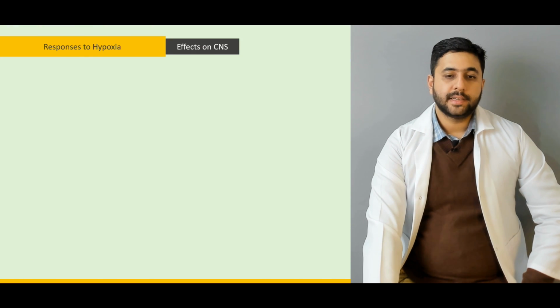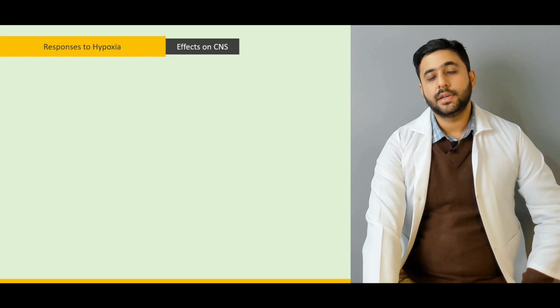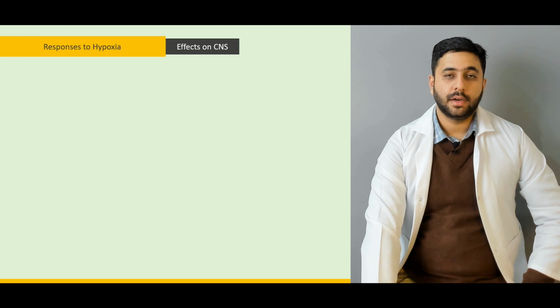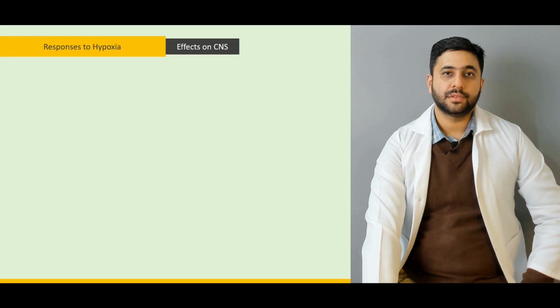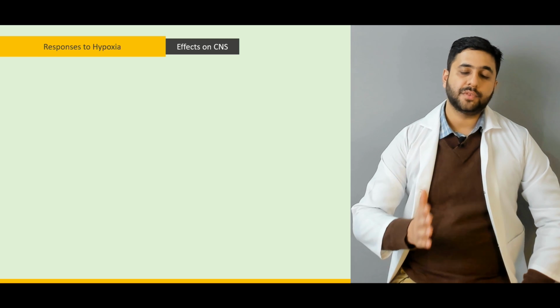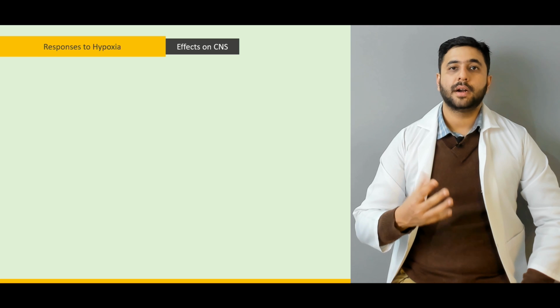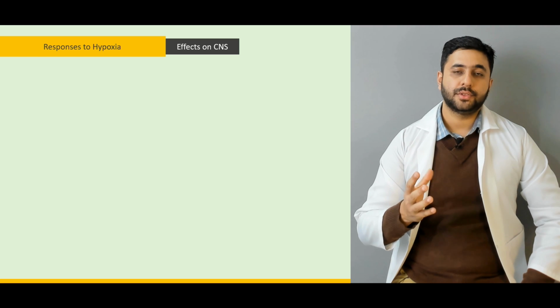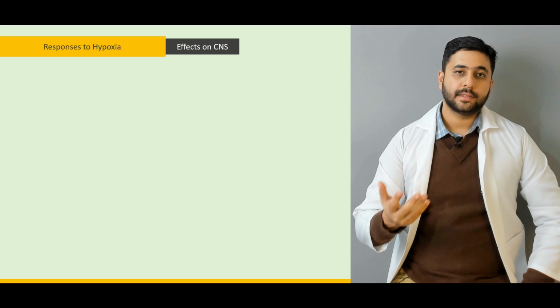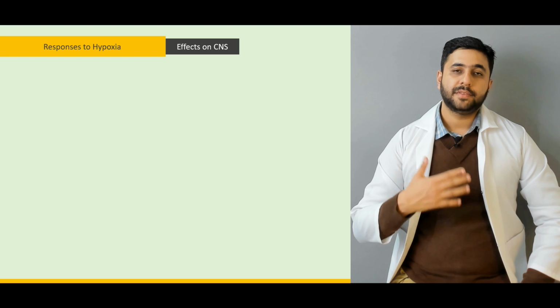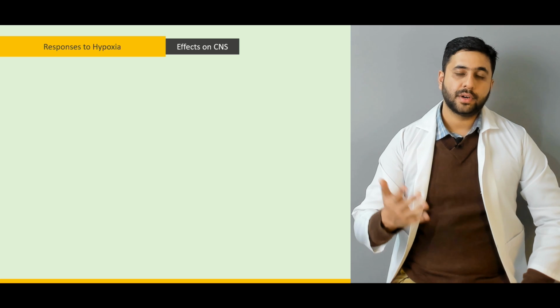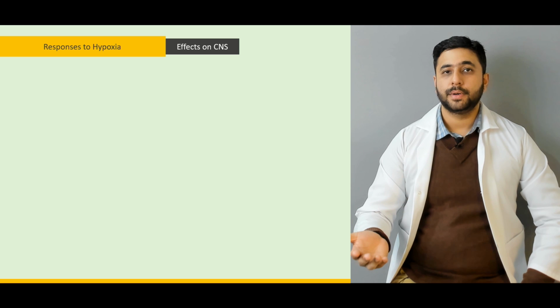Let's look at the effects of hypoxia on the central nervous system. As we know, the central nervous system is very sensitive to a decrease in oxygen concentration, and the neurons in the central nervous system are the quickest to respond to hypoxia. The effects of hypoxia are more marked, and they appear in a very short period of time in states of acute hypoxia. And if that hypoxia persists for greater than 5 to 10 minutes, it can lead to permanent brain damage as well.